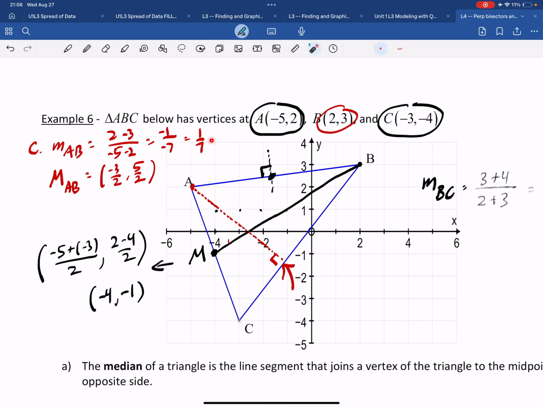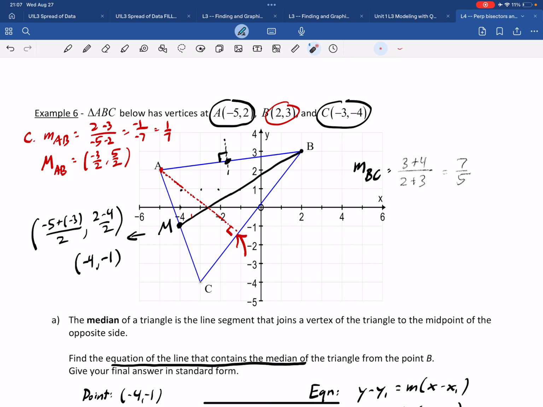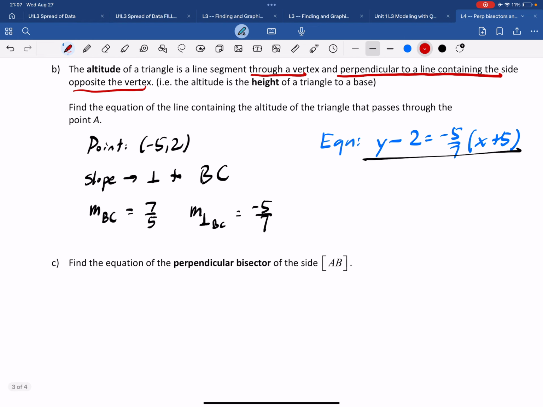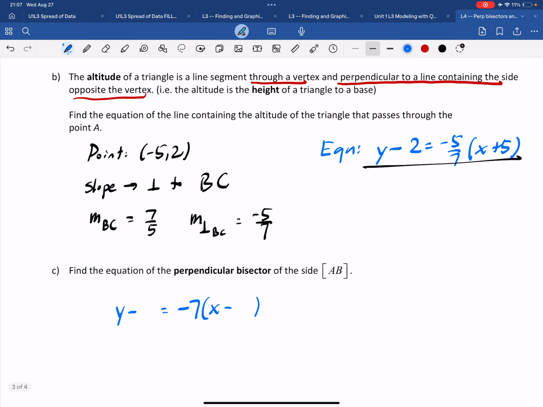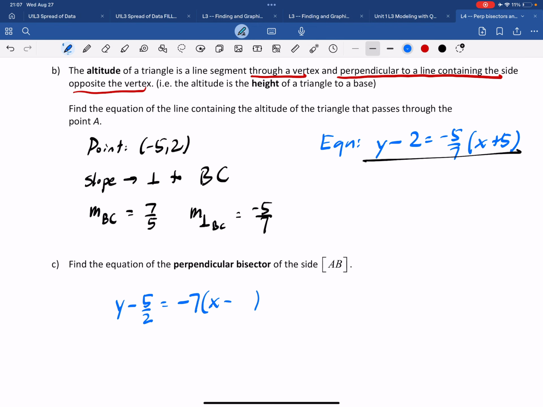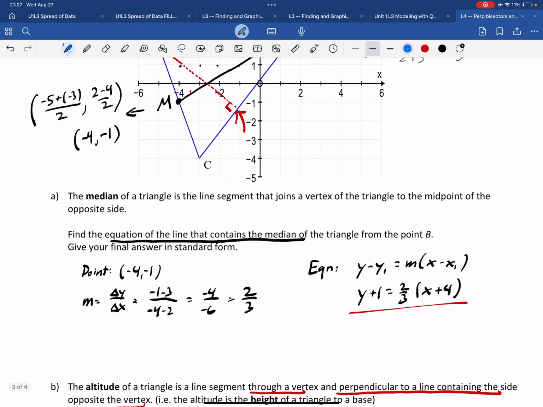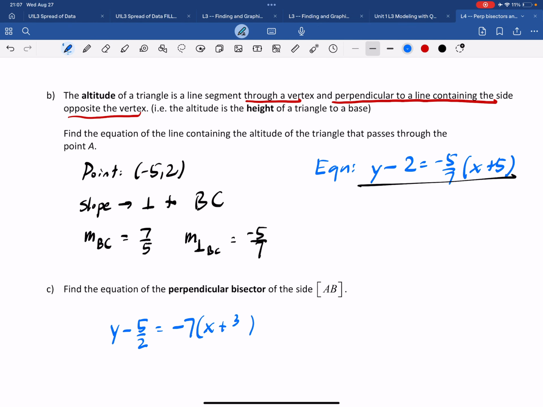Remember, we have to take the negative reciprocal of this because we want a perpendicular line, okay? So the negative reciprocal of this is going to be negative 7. Okay, so y minus something equals negative 7 times x minus something, and that something is the point where y is 5 over 2. So we've got y minus 5 over 2, and then x plus 3 over 2.